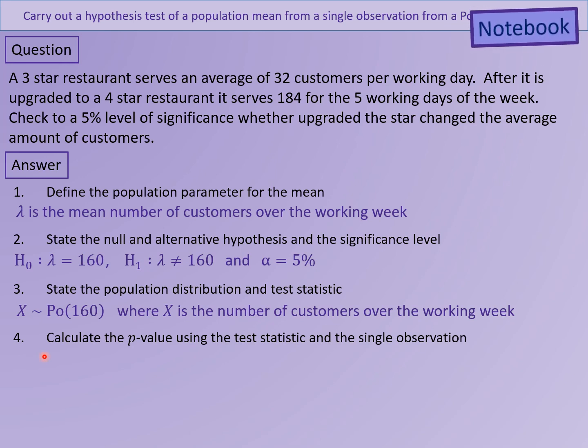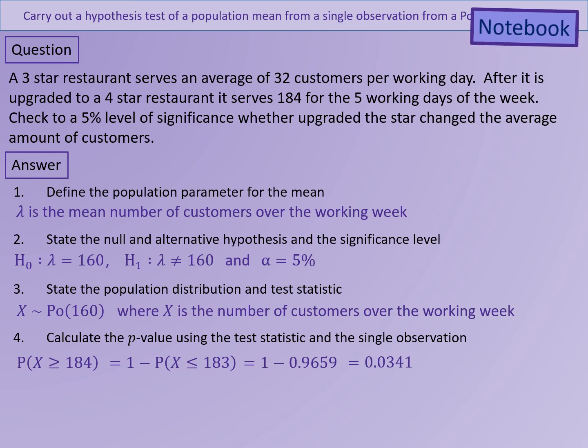We're now going to calculate the probability using our single observation. So using a Poisson distribution with a rate of 160, we are going to calculate the probability of seeing more than or equal to 184 customers. The reason we are choosing greater than or equal to is because we have observed a value that is higher than the rate we are using. If we observed a value that was lower, we'll be using less than or equal to here. So to calculate this, we need to do 1 minus the probability X is less than or equal to 183. This gives us 0.0341.